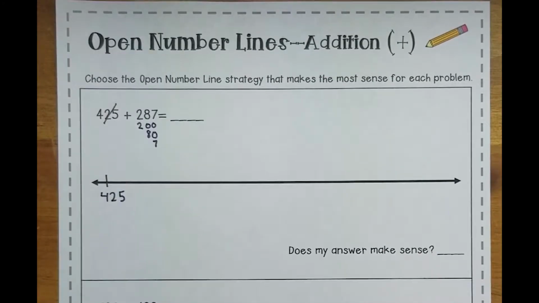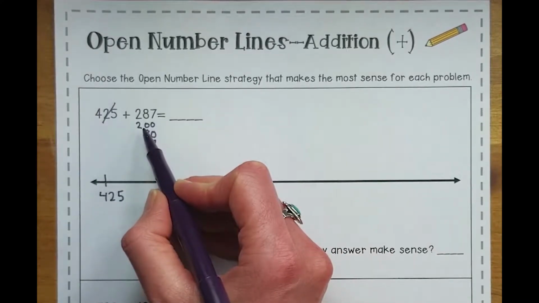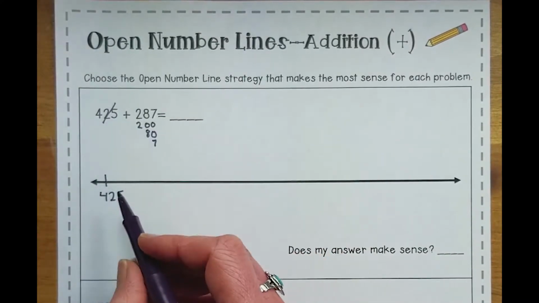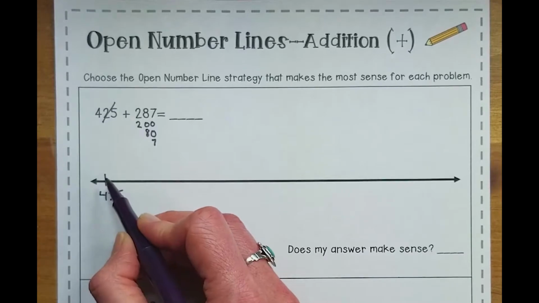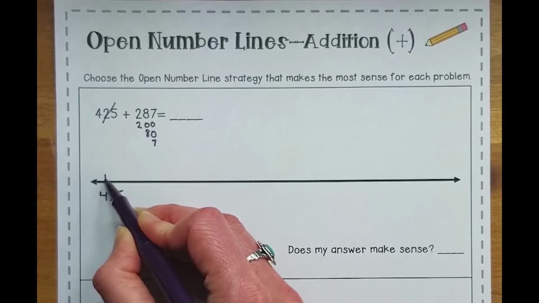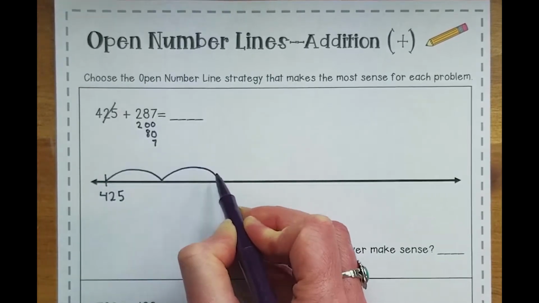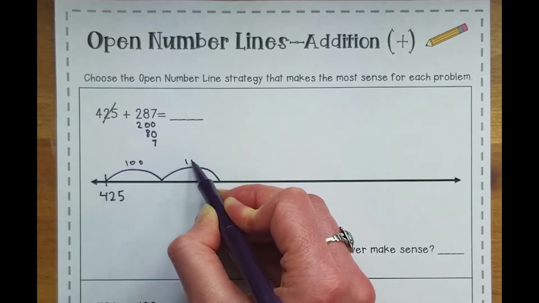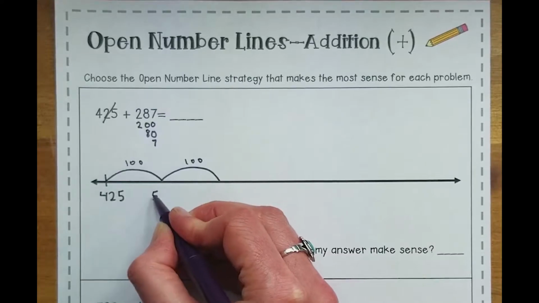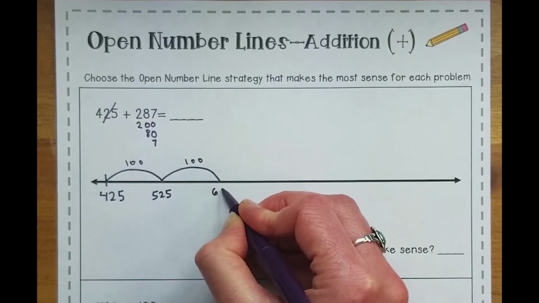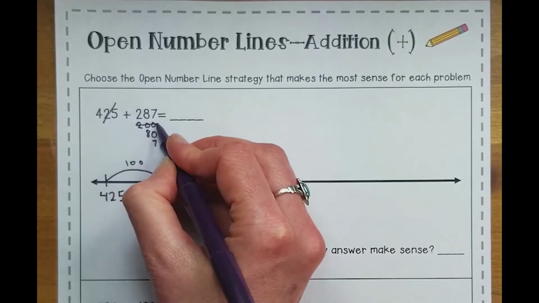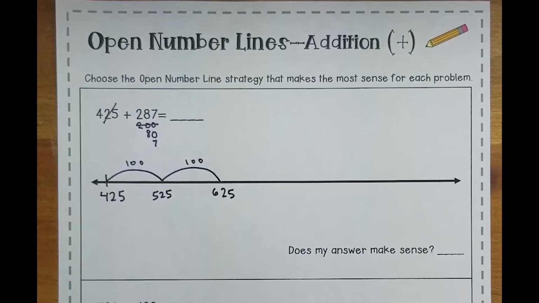The first thing that makes sense to me here is to go ahead and count by hundreds, go up by 100, and then another 100. So I'm going to go ahead and do that. I'm going to go 100, 200. And that's going to be 525 and 625. I'm going to cross that out because we've taken care of it.